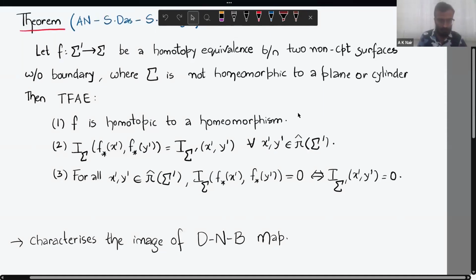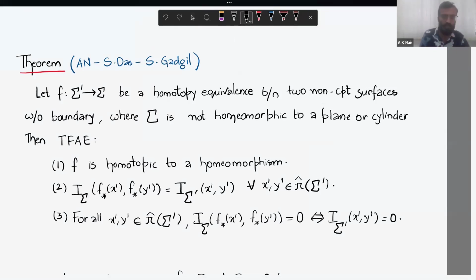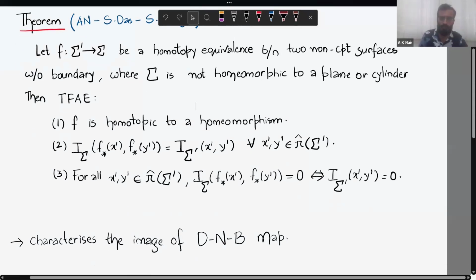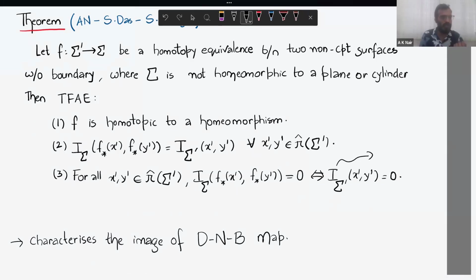So this is a slide. This is a different way of stating the theorem, and it is a bit more general: if you have two non-compact surfaces without boundary, the main thing we are using in the proofs is this third point in the theorem. That is, if you have two free homotopy classes, i is the geometric intersection, that is, you look at the intersection over all representatives and you take the infimum. So if the images have zero geometric intersection number if and only if the free homotopy classes have zero geometric intersection number, if this property is preserved, then any homotopy equivalence would be homotopic to a homeomorphism.